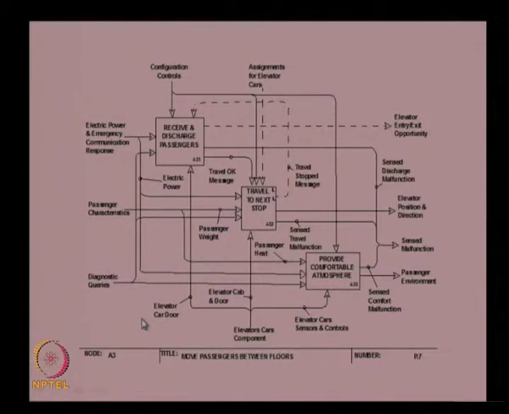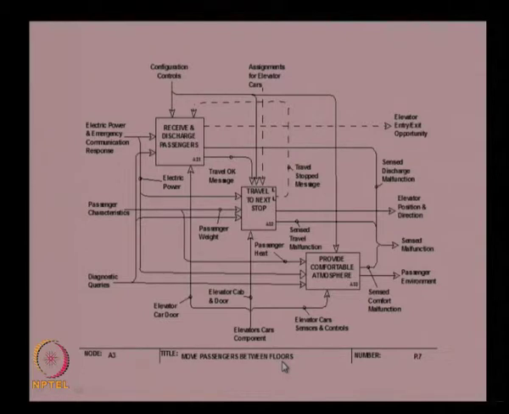Similarly, you can divide this A3 function, which is move passengers between floors. Again, in the level 0 diagram we identified these functions A1, A2, A3 and A4. Based on this we can decompose this A3 function into its sub functions. One sub function is receive and discharge passengers. We need to travel to the next stop, so the elevator has to travel to the next stop, and provide a comfortable atmosphere within the elevator. So these three functions need to be satisfied in order to satisfy the function move passengers between floors.